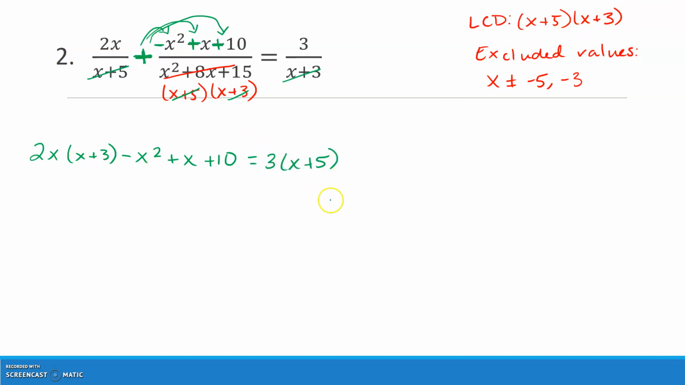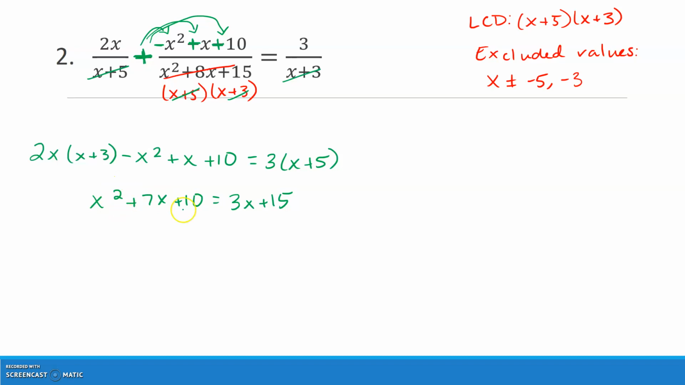Now, I didn't write it out all again this time because you get the idea. The denominators will cancel, and whatever the other terms are for the LCD is what you'd have left. So then right here, once you simplify this left side, you'll get x squared plus 7x plus 10 is equal to the right side would be 3x plus 15.